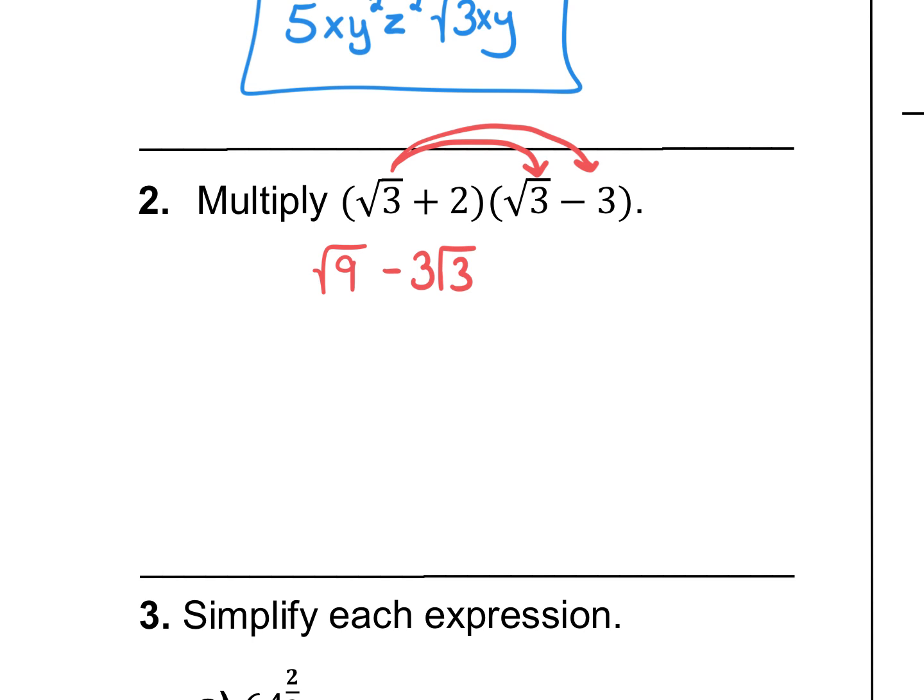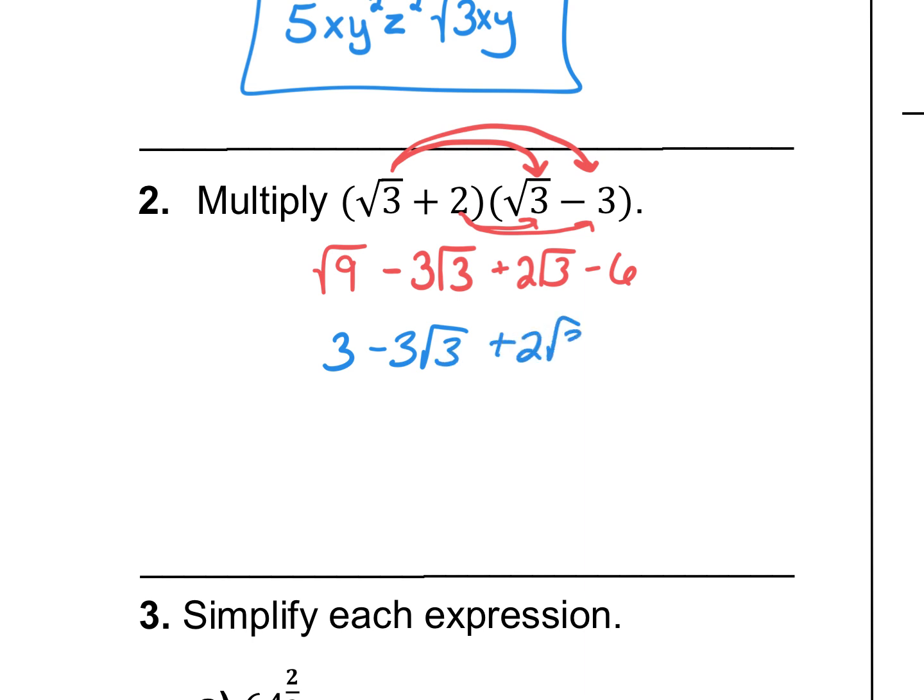Remember, we can't combine our whole numbers and our radicals to make one radical. They have to stay separate. Okay, and then here, 2 times square root of 3. Plus 2 square root of 3. And then 2 times negative 3. Negative 6. Remember, we're multiplying them. So once we have it all multiplied out, this is just where the simplifying comes in. So if I look at this, what's the square root of 9? 3. Can I do anything to simplify square root of 3? Nope. So I'm just going to keep what I have here.